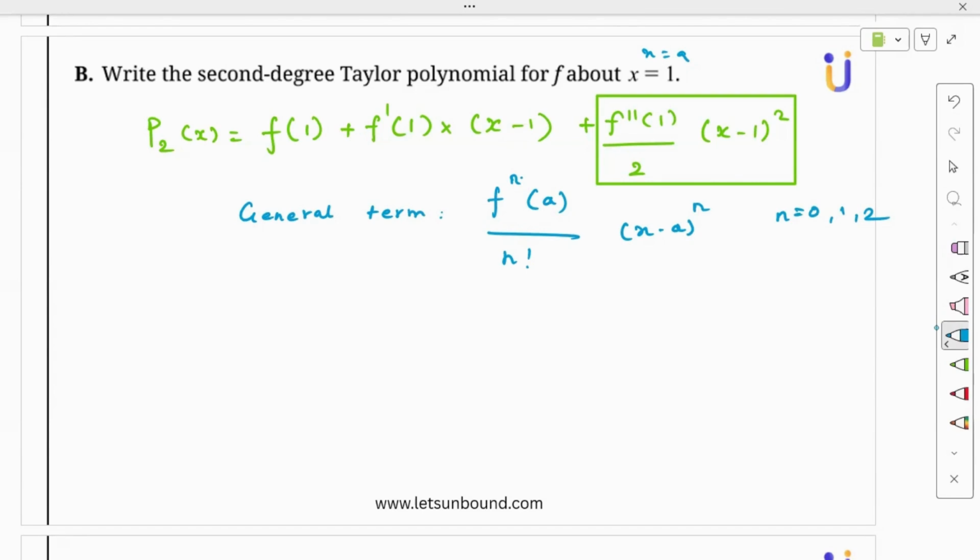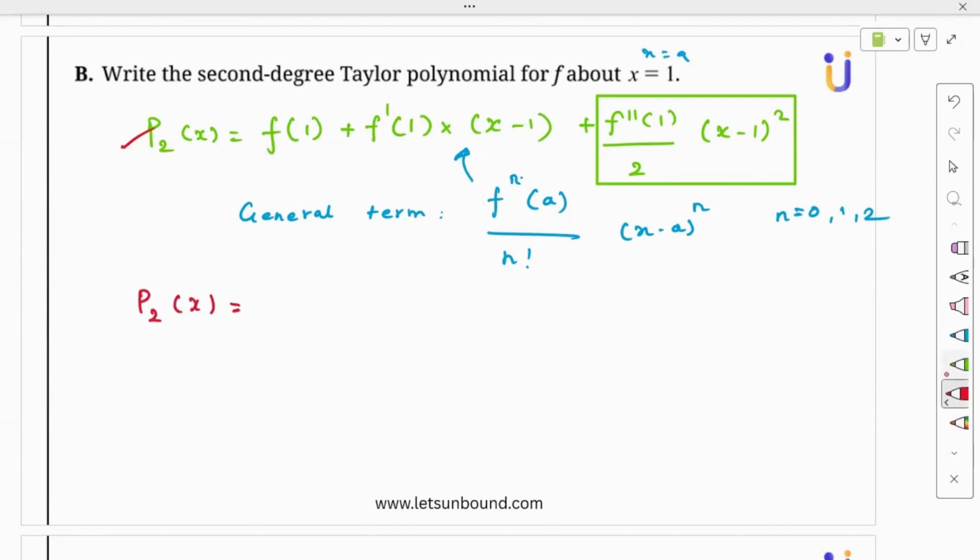So that is how it will go. f^(n)(a) by n factorial. So f of 1 will be f of 1. Then the rest everything you can generate from this sequence. That is the general term. And now you can simplify it. This is fine, but let's simplify it further.